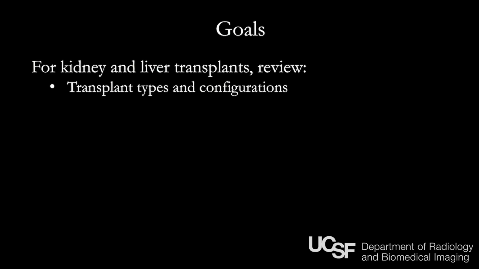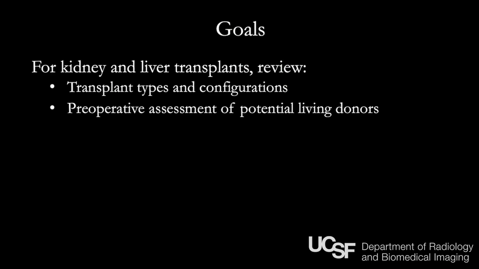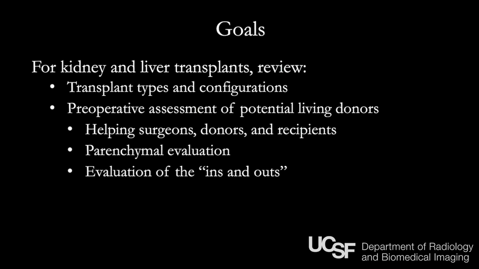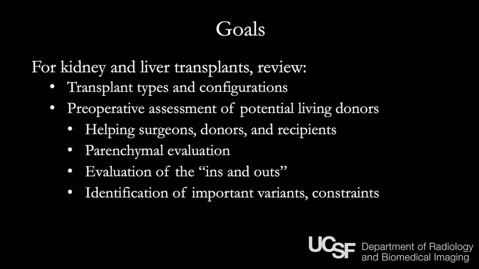We're going to review transplant types and configurations briefly, the preoperative assessment of potential living donors with attention to how we help surgeons and subsequently the fact that this is a great opportunity to help the donors and the recipients themselves. We're going to talk about parenchymal evaluation of the ins and outs, which are largely vascular, but there are some other things going on. We're going to talk about the identification of important variants and surgical constraints, and then we're going to focus just a little bit on some imaging techniques and with a description of kind of how we do things at UC for kidney and liver transplants.